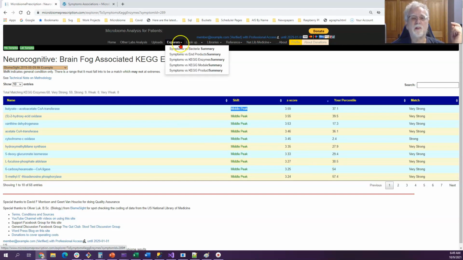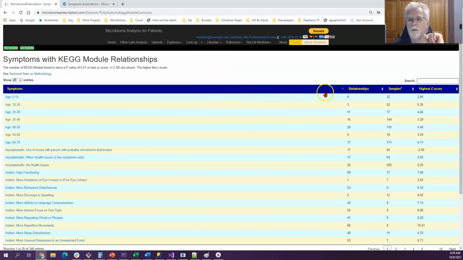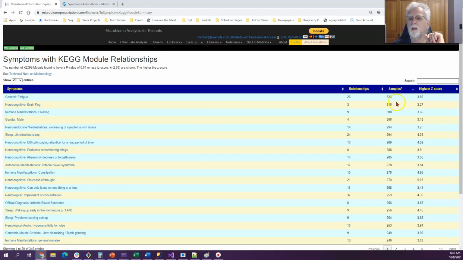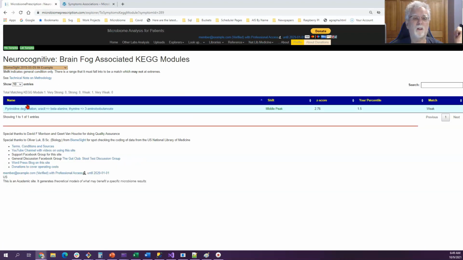So I think that's a lot for some people to digest, and other people will say, what did he just say? Let's go over to modular. Same thing. And we have general fatigue getting more this time. So we have the modulars having greater impact for detecting general fatigue than brain fog, which is a bit of a surprise. Here we have just three relationships. Okay, let's take a look at those.